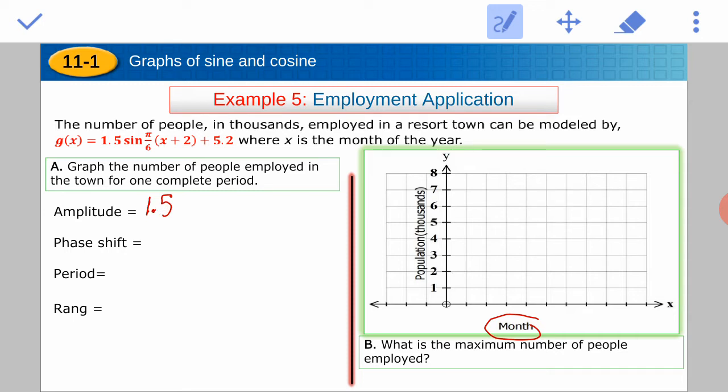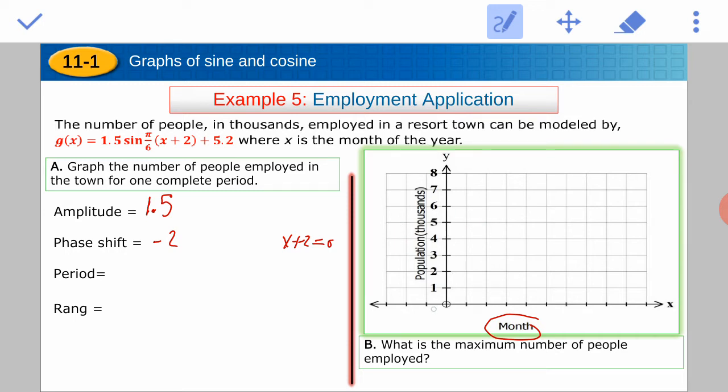1.5 is the amplitude of that function. The phase shift, we can get the phase shift by setting x plus 2 equal to 0. If you set x plus 2 equal to 0 and solve this equation, you will get the phase shift 2 units to the left. So it means 2 months to the left, the whole graph is going to be shifted.